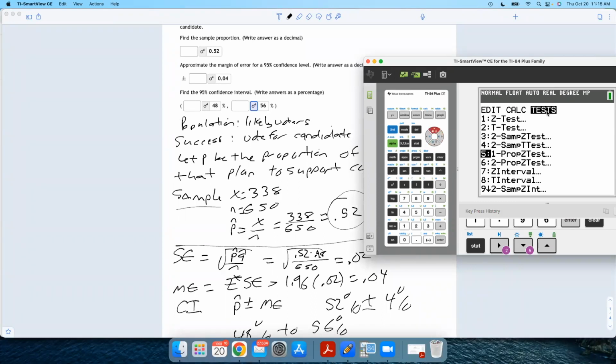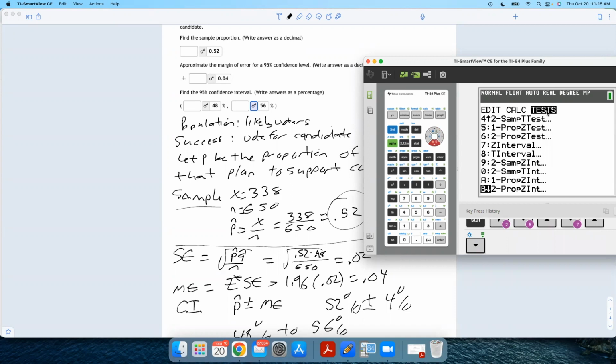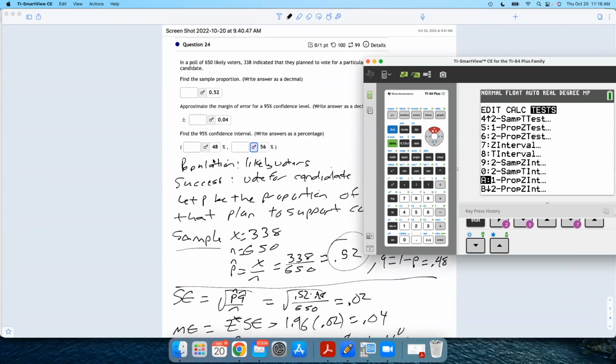Say 5 and 6, they say prop. A and B say prop. We've got 4 different kinds of problems. For the next couple of weeks, there are really only 4 problems. We've got 1 sample interval, 1 sample hypothesis test, 2 sample interval, 2 sample hypothesis test. How many samples did I have here? I only had 1 sample.